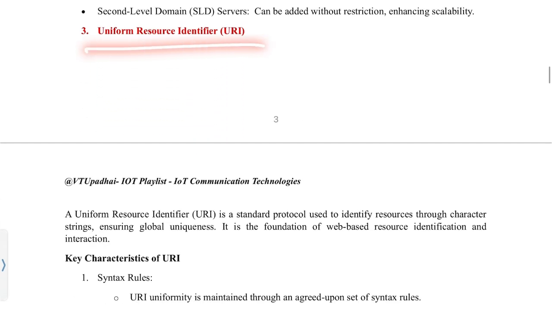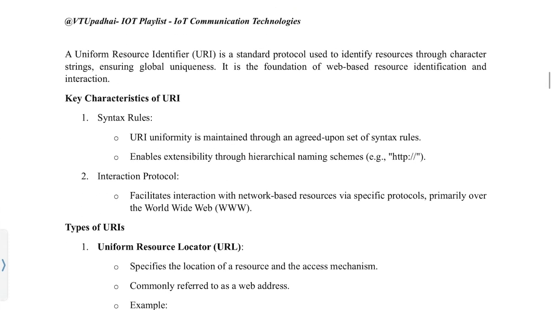Next we have URI, uniform resource identifier. URI is a standard protocol which is used to identify different resources through character strings, which enables global uniqueness. It sets a foundation for web-based resource identification and interaction.